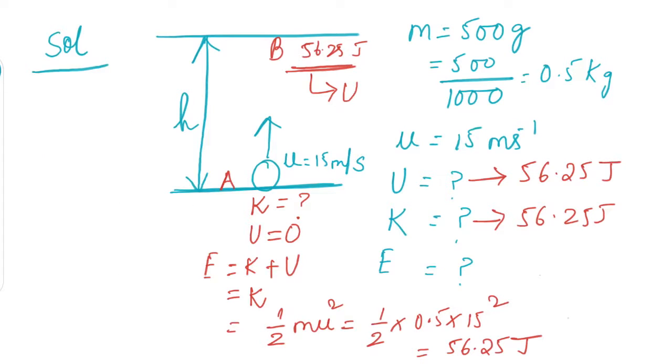It says the total energy at its halfway point, somewhere here at a height h by 2, will again be 56.25 joule. Alright, because we are after all applying the principle of conservation of energy. We are saying that the sum total of potential energy and kinetic energy of a system remains constant if there is no loss of energy.